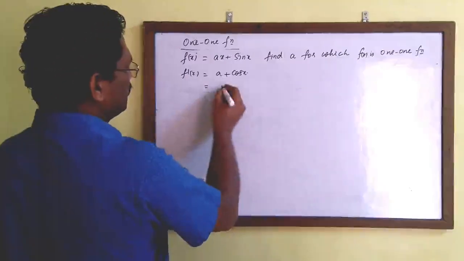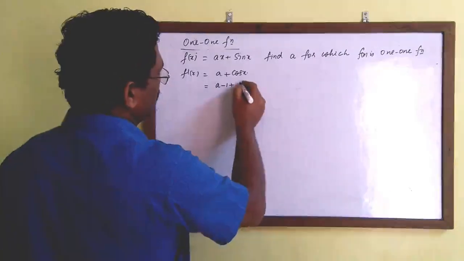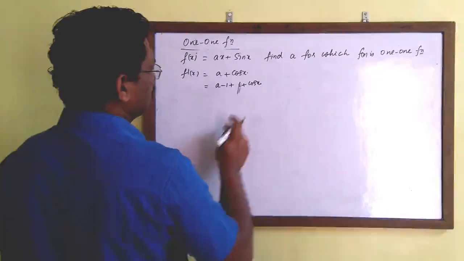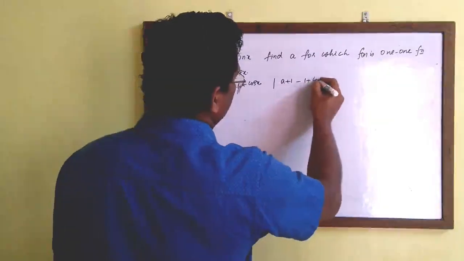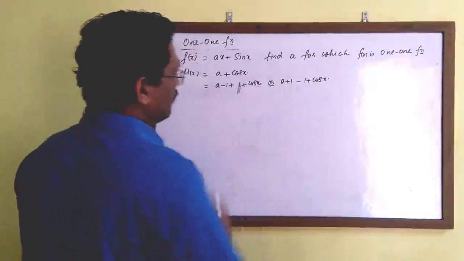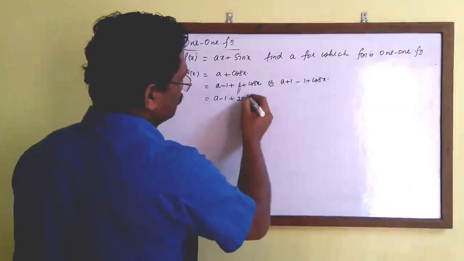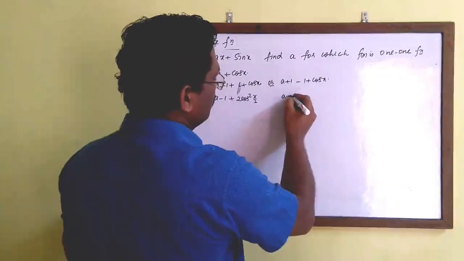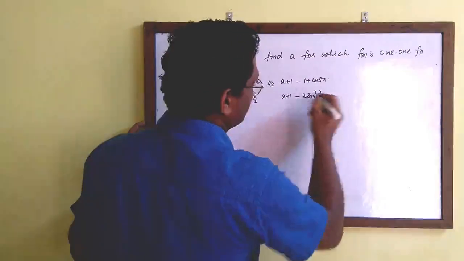Now, can I write this as a minus 1 plus 1 plus cos x? See, this also can be written. I can also write this as a plus 1 minus of 1 plus cos x. See, either this or I'll write it like this. So this becomes a minus 1 plus 2 cos square of x by 2, or I can write this as a plus 1 minus of 2 sine square of x by 2.